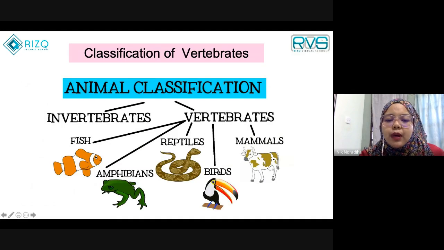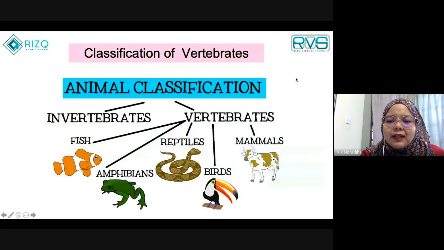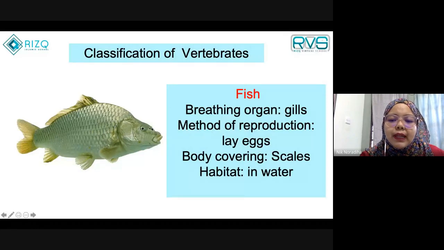So, inshallah, today we are going to continue our science class with the classes of animal. Animal classification, we have two, invertebrates and vertebrates, right? Invertebrates, just now you already saw some examples that Dr. Vinox shared with you. For our class today, we are going to learn about these five classes: fish, amphibian, reptiles, bird, and also mammals. The classification that we are going to see today is only about vertebrates, animals with backbone. The first group is going to be about fish.